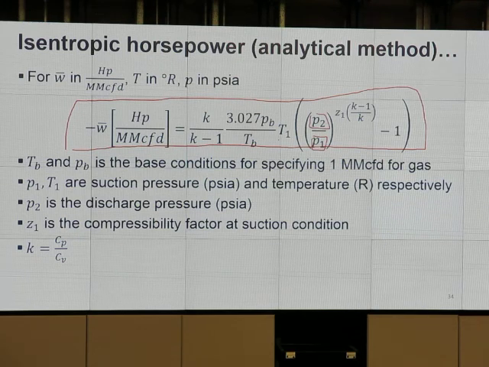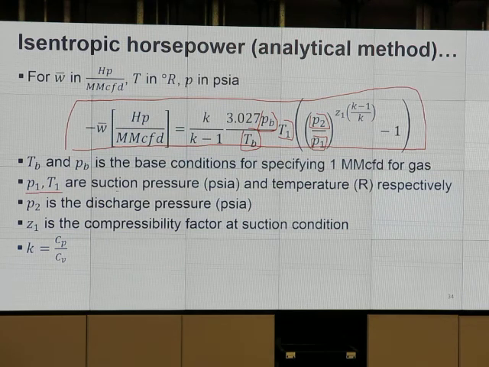And temperature at the input is this much. PB is the base pressure, TB is the base temperature. So we use what? 14.7 and 60 Fahrenheit, right? That is the pressure and temperature at standard condition.